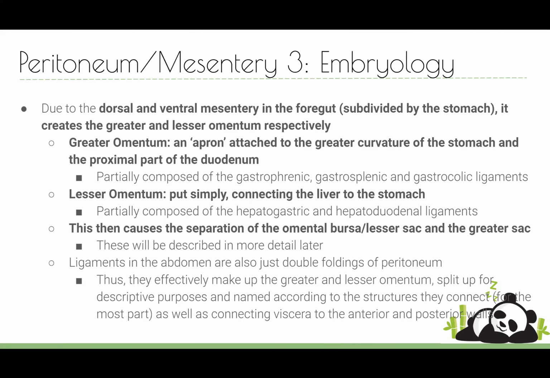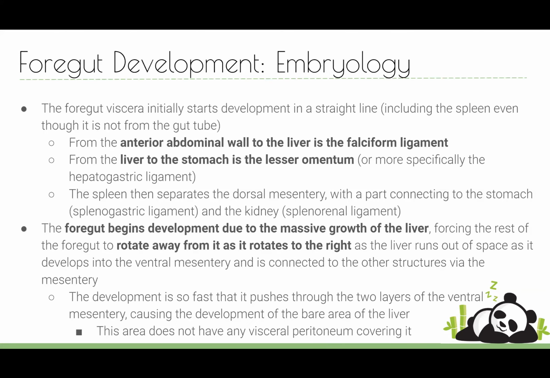Ligaments in this case is just mesentery that's by itself, effectively. There are no ligaments like you might have seen last year in the upper and lower limb just hanging out in your abdomen. It doesn't work. This separates what becomes the omental bursa, the lesser sac, and the greater sac. I'll touch on those a little bit more later. So like I said, ligaments are just double folding of the peritoneum, and they effectively just separate things out. There's not too much point there.